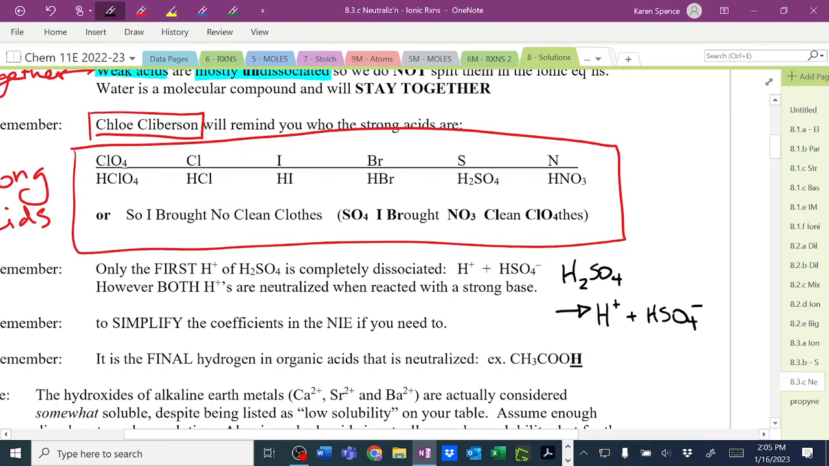It comes apart completely. But HSO4 minus is not a strong acid. It is a weak acid, so it mostly stays together. Okay? So H2SO4 is a strong acid. But HSO4 minus is a weak acid. So that second hydrogen does not come off to any great degree. The first hydrogen comes off completely, second hydrogen to no great degree. Basically, anytime you dissociate an acid, you should only be taking off one hydrogen. Okay?